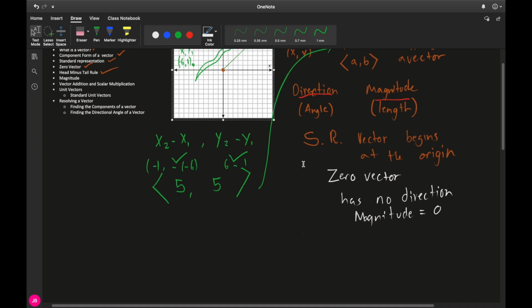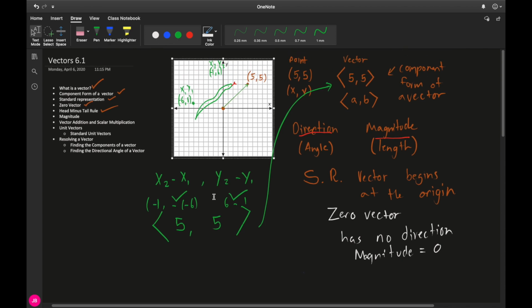Let's talk about magnitude for a second. So magnitude. If I'm looking at this vector, and I'm asking myself, okay, what is the magnitude?